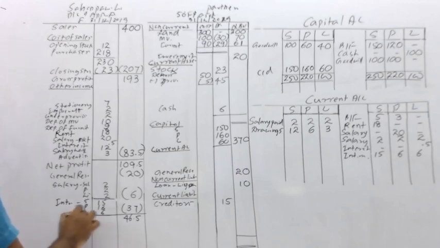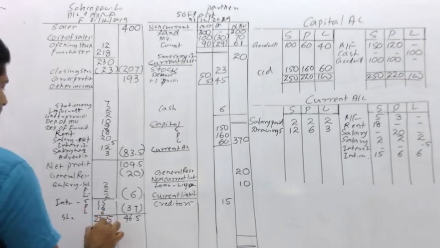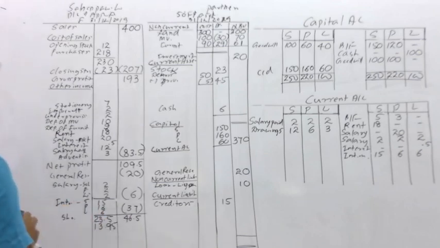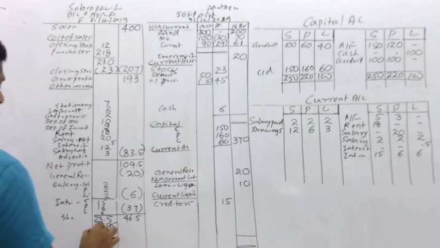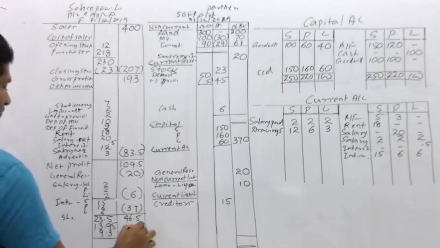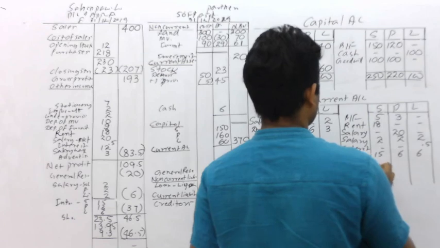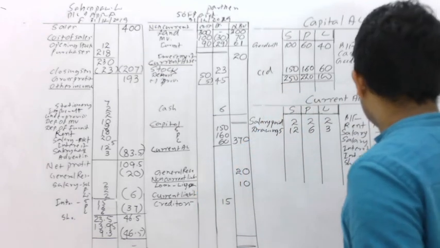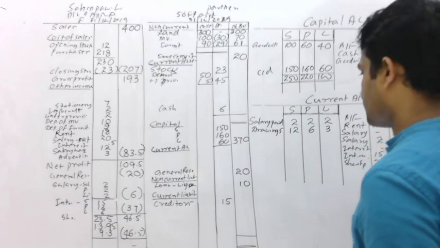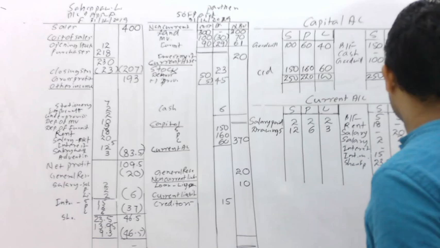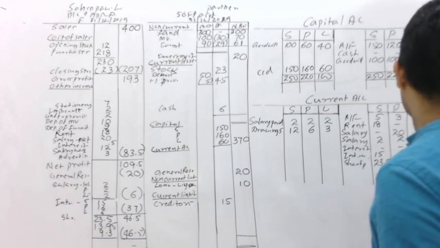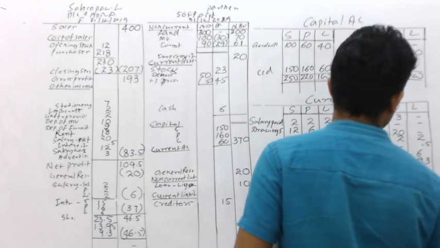Share of profits 23.5, 13.95, 9.3. Current accounts, share of profits 23.5, 13.95, 9.3. Then balance the current accounts.